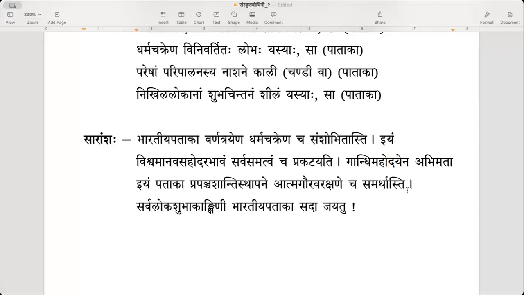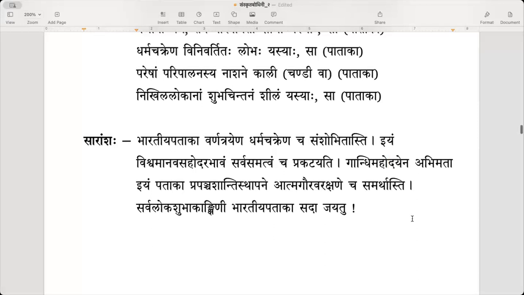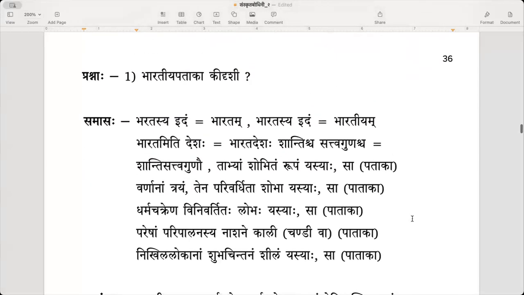Sarva Loka Shubha Akankshini Bharatiya Pataka. The Bharatiya Pataka is a representation of the Shubham, auspiciousness for everybody. Sarva Loka Shubha Akankshini. It expects a Shubham for everybody. Sada Jayatu. Okay. Punaha Mohodi.